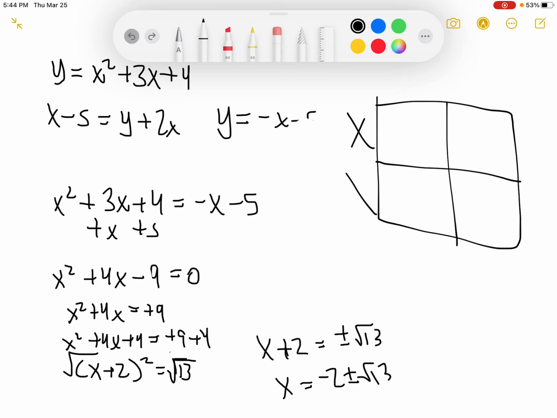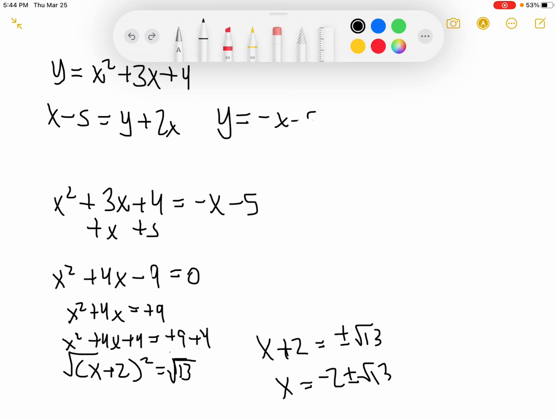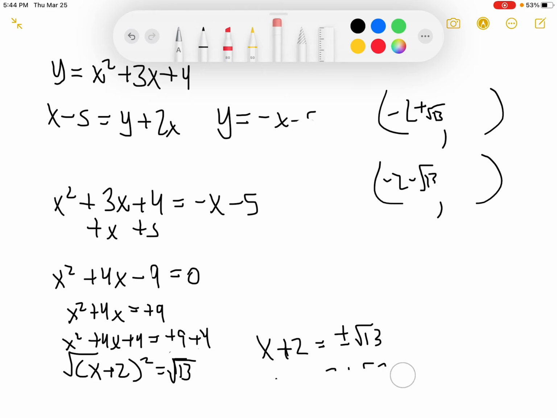So we see that one of the x-coordinates is going to be this, and one of them is going to be this. Kind of not so good numbers. Negative 2 plus and minus the square root of 13. What do you do to find the y's? Well, to find the y's, you just plug it into one of the equations. The one that seems the easiest is this one, so let's just do that.